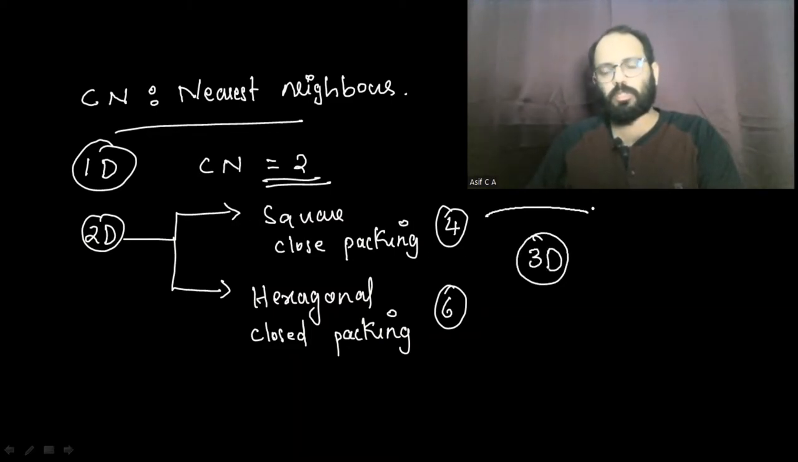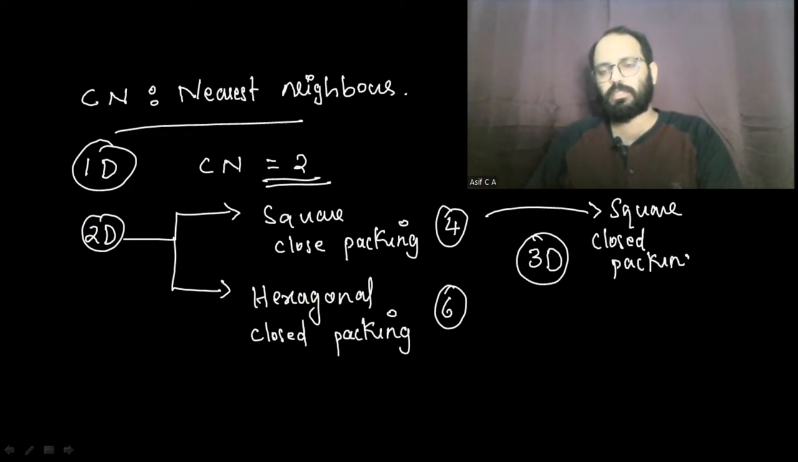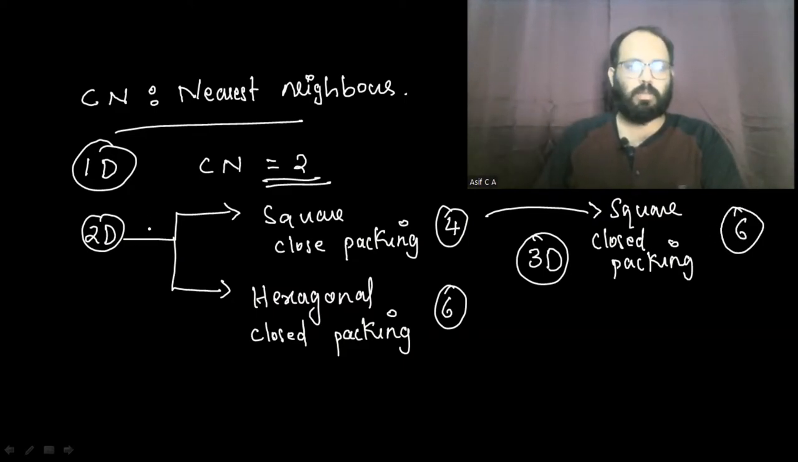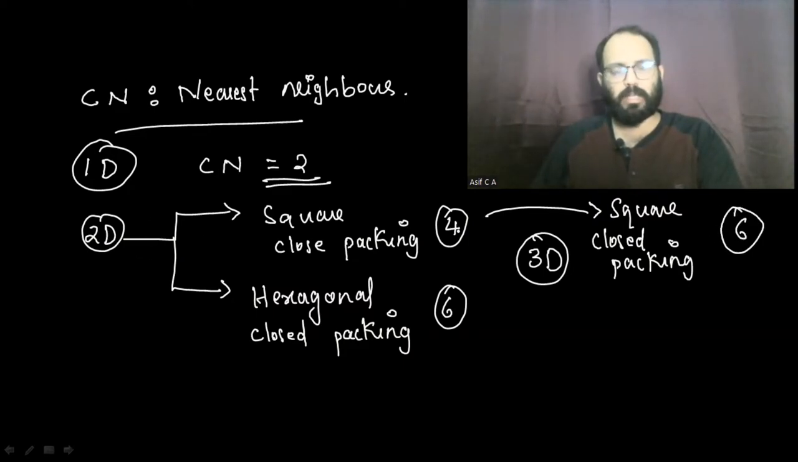First one, from the 2D square we can prepare 3D square closed packing. Just remember, when it becomes 3D, the coordination number changes to 6. In 2D square closed packing the coordination number is 4, and in 3D square closed packing the coordination number is 6. Then from 2D hexagonal we can prepare 3D.